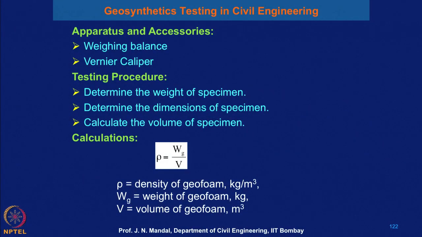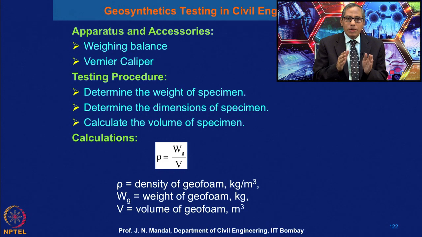Then, what is the procedure, or what will be the apparatus or accessories required for this kind of test. You require a weighing balance and a vernier caliper. In the testing procedure, first you determine the weight of the specimen, then you determine the dimensions of the specimen, and from this you can calculate the volume of the specimen.